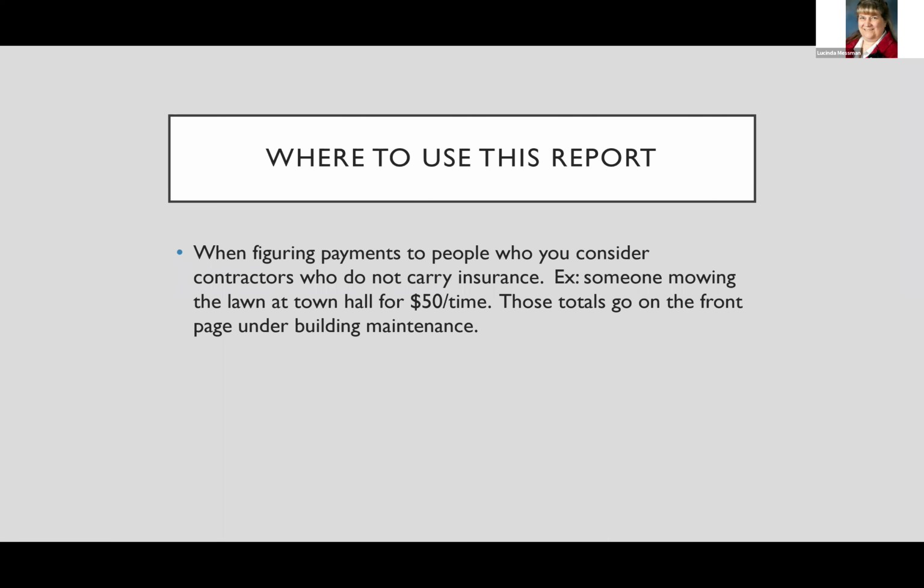Dawn or somebody at the MATIT office is going to help you figure out where this goes, but you need those totals. So you could pull by the account number for town hall. You could use fund account object, and you're going to get that total. And then you can use that when you're filling out that report at the end of the year.